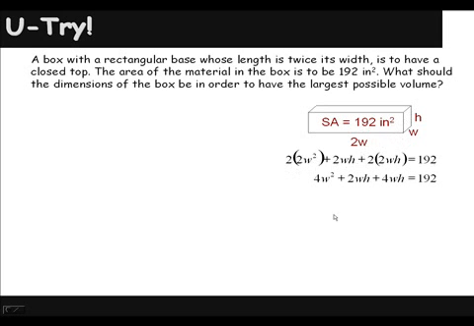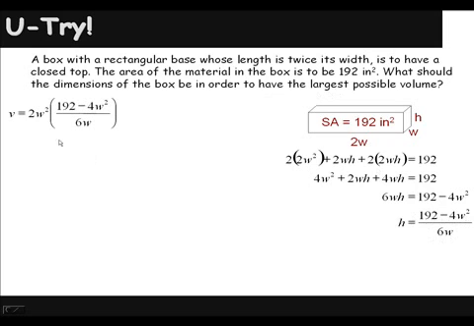If I solve this for h, I should be able to work the problem. h is the same as 192 minus 4w squared over 6w. I'm trying to maximize volume, so let's write a volume equation. Volume would be length times width times height. The length times width is 2w squared times the height. I don't want to use h.